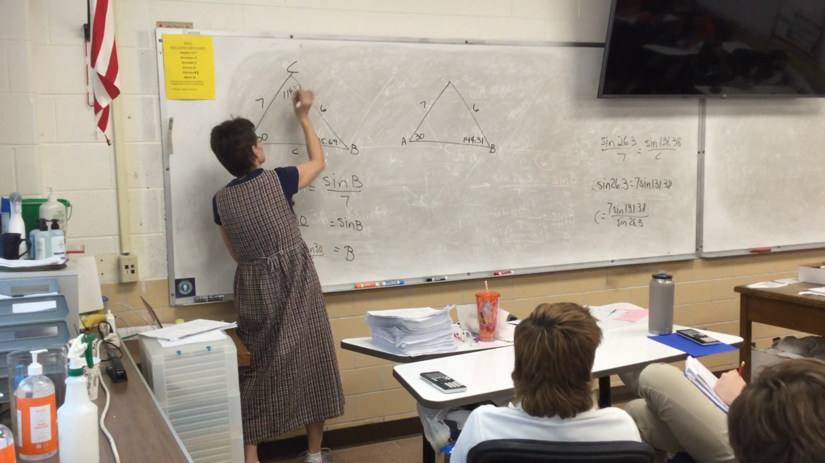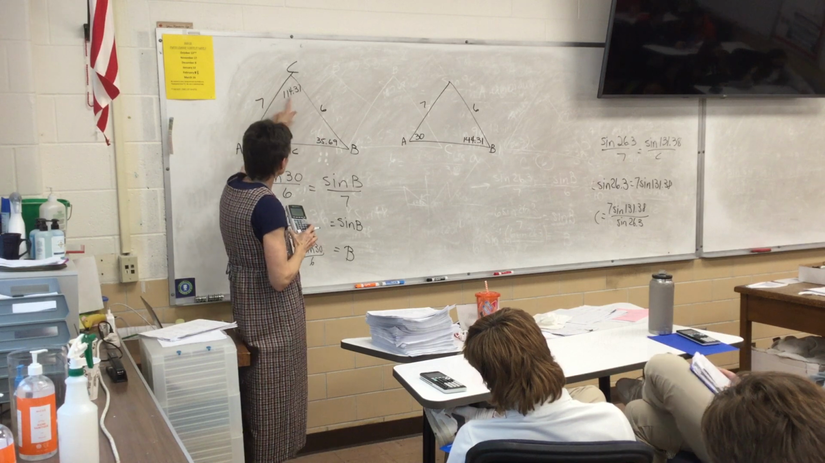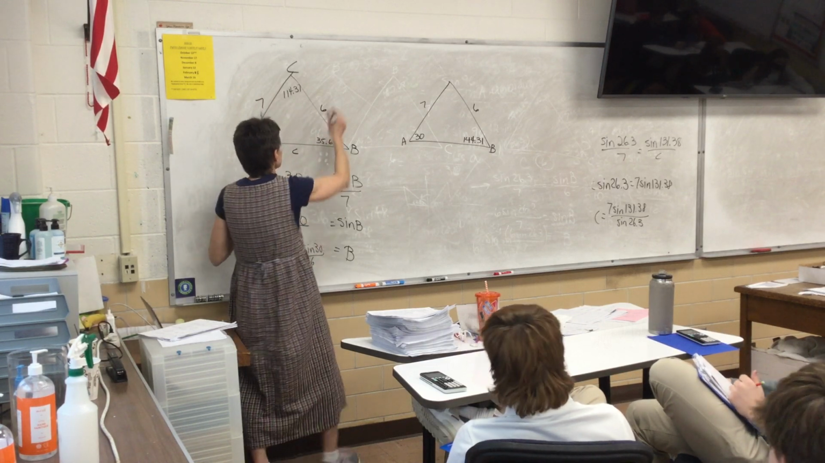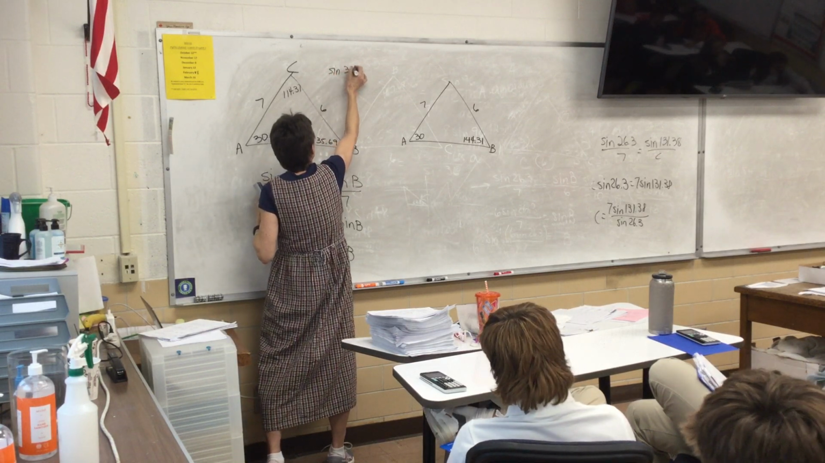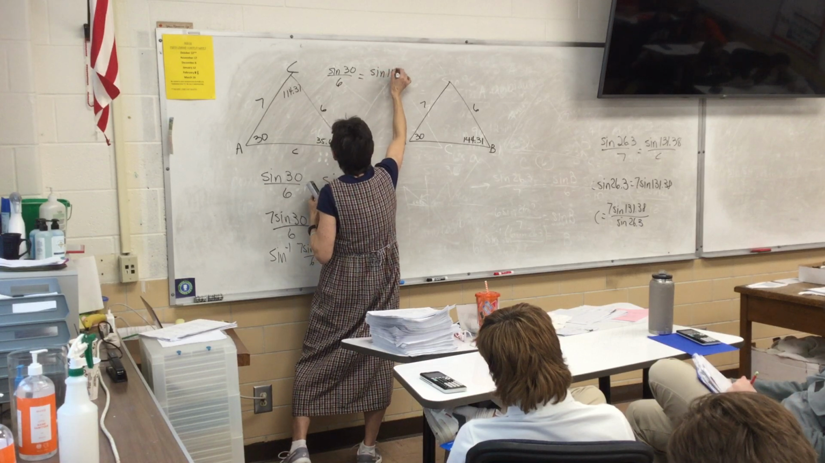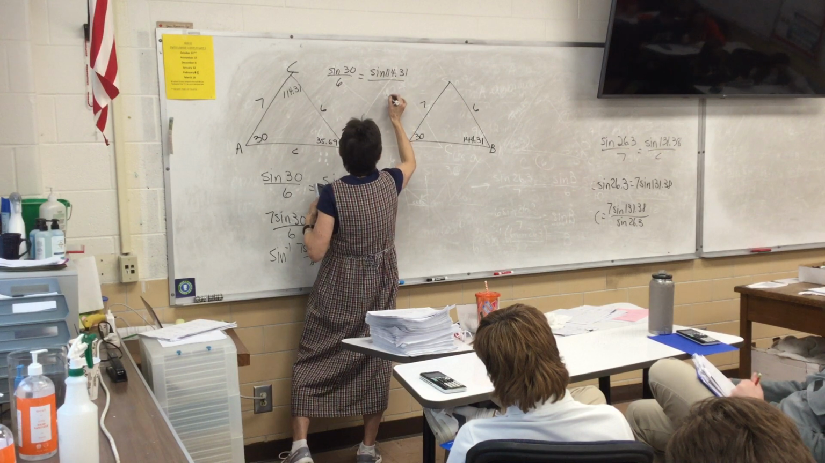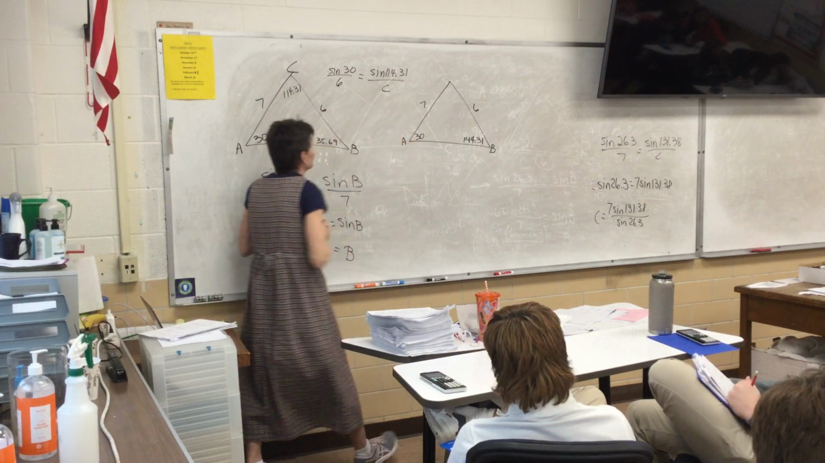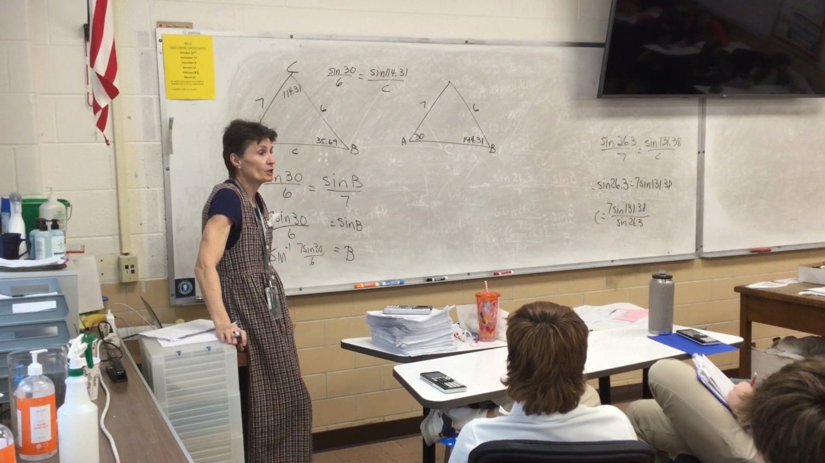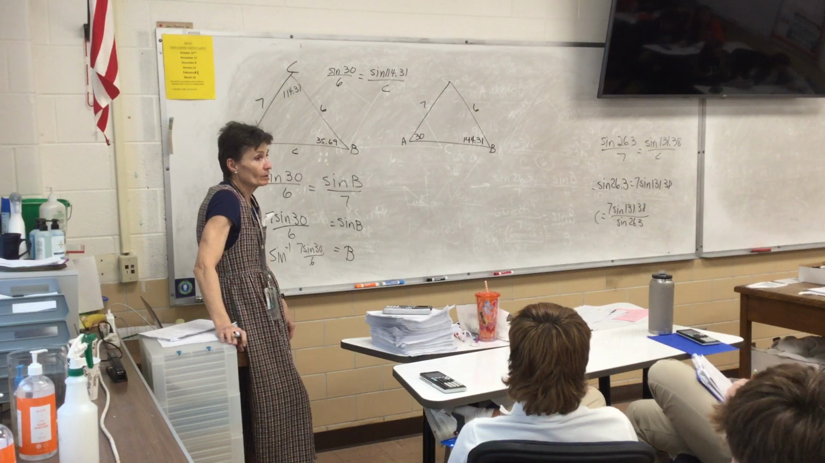114.31, because they've got to add up to 180. And then I'll do my law of sines and say sine 30 over 6 equals sine 114.31 over C. Are you following along with what I'm doing here? I'm finishing my first triangle, and then I'm going to have to go finish the second one.